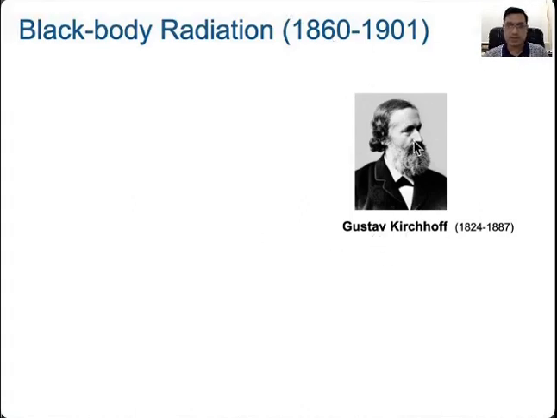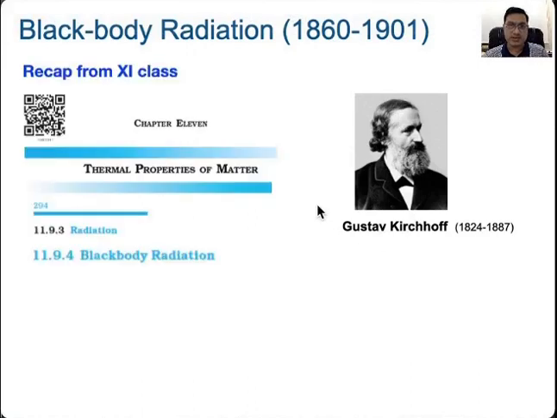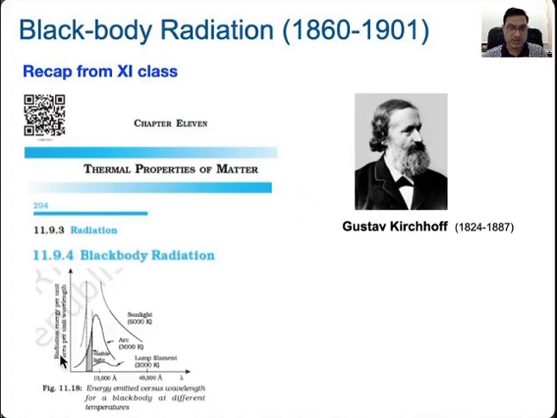Black body radiation was first observed by Gustav Kirchhoff in 1860, and this is the picture that I have taken from your NCERT textbook of 11th standard, where in section 11.9.4 black body radiation has been discussed. And what you have seen in that section is this particular curve. What this curve says is that along the x-axis the wavelength is plotted, and along the y-axis the radiation energy or the radiation intensity is plotted for three different objects. The first curve here is the sunlight at a given temperature. This is the temperature of the body which is emitting the radiation.